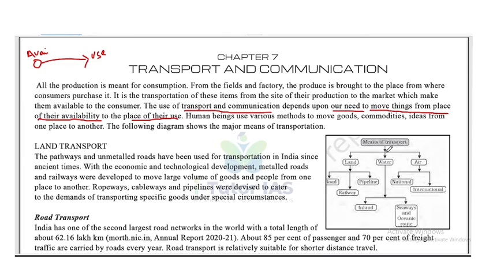So look at the following diagram. These are the means of transport. There are three types of transport systems. First one, land. Second one, water. Then air. Land consists of road, pipeline and railway. This is the subdivision of land transport. Second one, water, consists of inland waterways, sea ways and ocean routes. Next one, air, that is national and international. So these are some of the means of transport. First one, land transport.